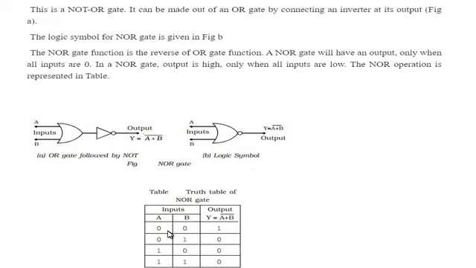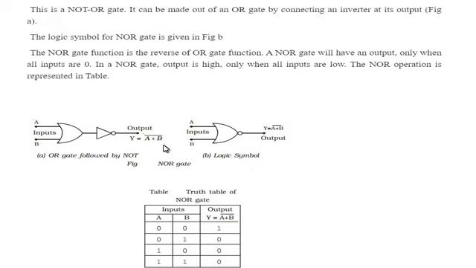Now let us check. If A and B both are 0, the output of the OR gate is 0, and the complement of 0 will be 1. So the first output will be 1. If the output is high, we can say that both inputs should be low. So this is the logic for the NOR gate.